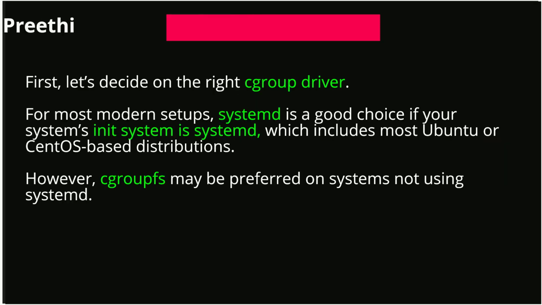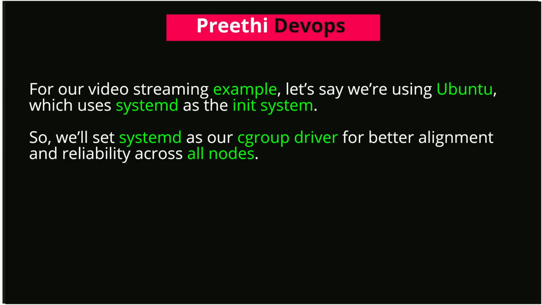First, let's decide on the right Cgroup driver. For most modern setups, systemd is a good choice if your system's init system is systemd, which includes most Ubuntu or CentOS-based distributions. However, Cgroups may be preferred on systems not using systemd. For our video streaming example, let's say we're using Ubuntu, which uses systemd as the init system. So, we'll set systemd as our Cgroup driver for better alignment and reliability across all nodes.